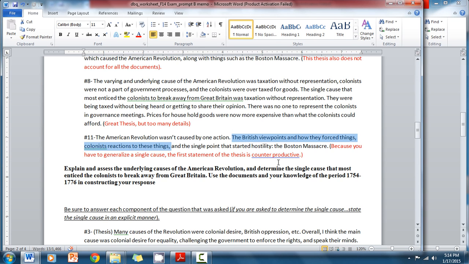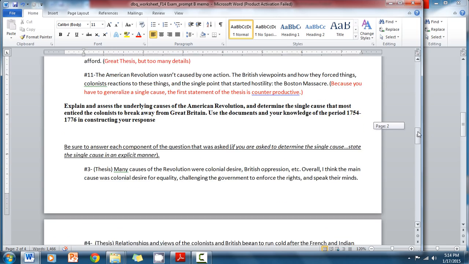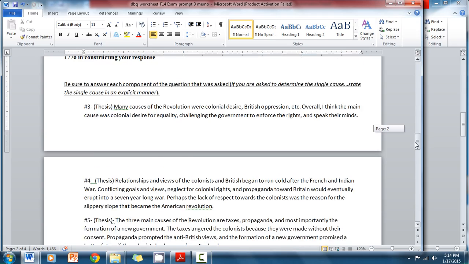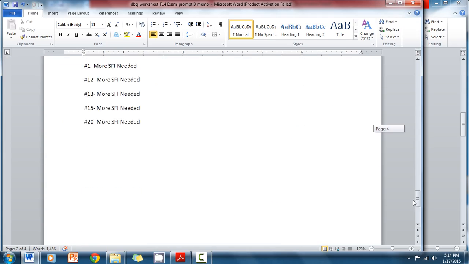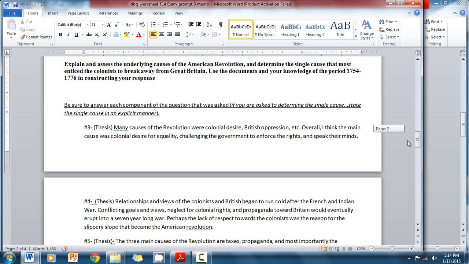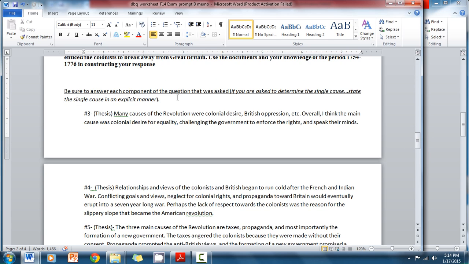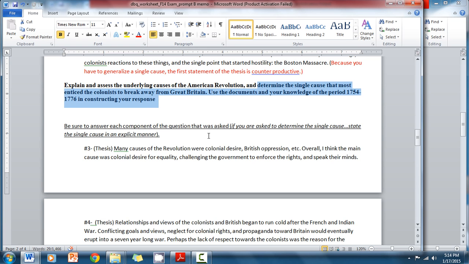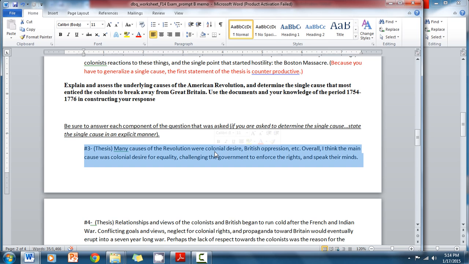It's just hard to follow your intent, but that's actually a pretty good start. And then the last big part of the student feedback sheet is to be sure to answer each component of the question that was asked. This particular prompt asks you two questions. Explain and assess the underlying causes of the revolution, that's question one. And then determine the single cause that most enticed the colonists to break away. So in your response, you have to reference what the causes are and what the single most enticing cause is.